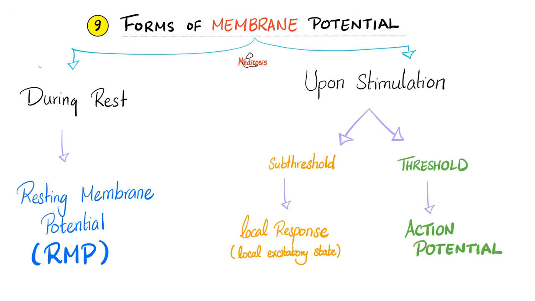Membrane potential comes in different shapes and forms. During rest, we call it the resting membrane potential. Upon stimulation, it depends. If you give me a sufficient stimulus known as a threshold, I will give you a robust action potential. But if it's sub-threshold, I follow the all or none law. I cannot give you an action potential. I can only give you a local response, which is nothing.